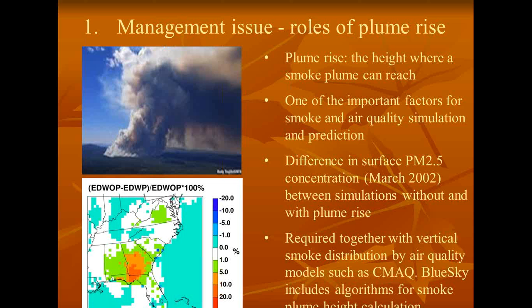The figure on the left bottom is an example of how important the simulation of plume rise is. This is for March 2002 for the Southeast United States, emissions from prescribed burns. Without calculation of plume rise, the model, which is CMAQ, will produce about 20% more in the burned area than if we have a scheme to calculate the plume rise. So this means fewer particles will be transported to other areas like Atlanta. So this parameter is required in many regional air quality models like CMAQ. Also, it's part of BlueSky when simulating the air quality impact of wildfire.